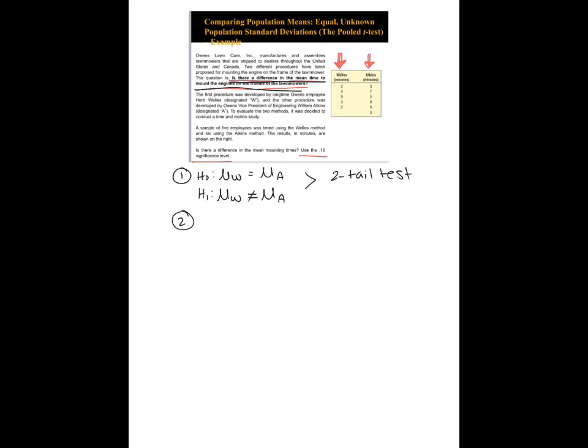Okay, so let's go on to step 2. Step 2 is this is an alpha of 0.1 or 0.10. Step 3, this is going to be a t-test. Well, why is it a t-test?